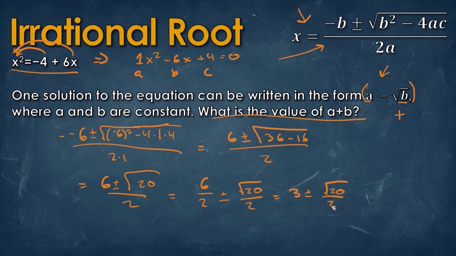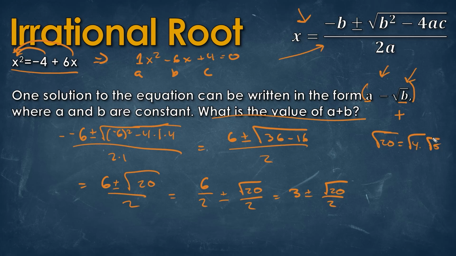Now we can't have this 2 in the bottom because it still doesn't follow those formats, so we have to simplify this even more. Well, we know that the square root of 20 can be simplified to the square root of 4 times the square root of 5, because 4 times 5 will be 20.